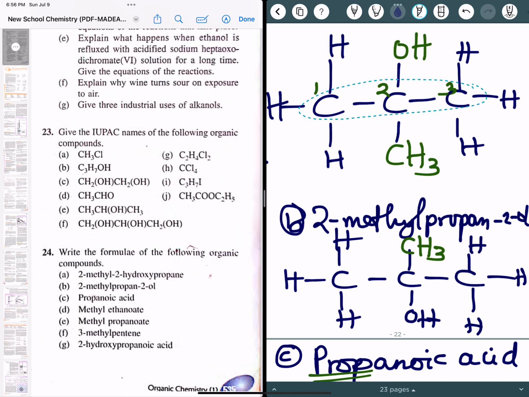If I draw a propane skeleton, I'll now attach a methyl group on the second carbon atom and another methyl group on the second carbon atom also. Whichever way you name this, either 1, 2, 3 at the top or 1, 2, 3 at the bottom, it all means the same thing. So that's the molecular formula of the compound.